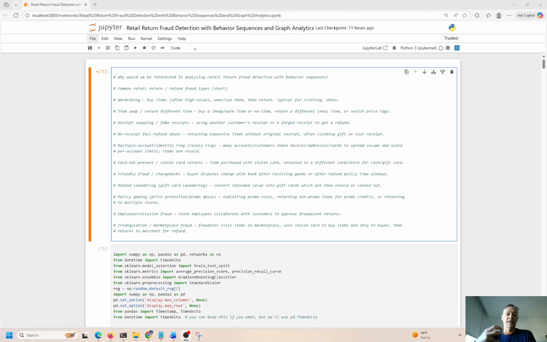Triangulation, whereby marketplace fraud is created by fraudsters listing items on different marketplaces, using stolen cards to buy items, shipping them to a buyer, and then the buyer returns that to a different merchant in a different location for a full refund. There's all kinds of crazy things, right?